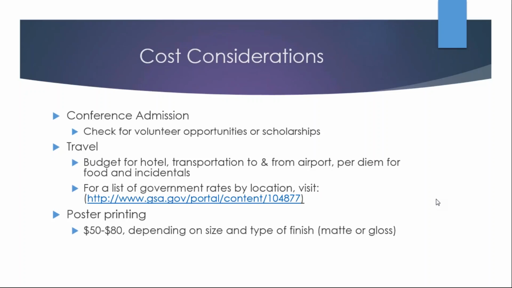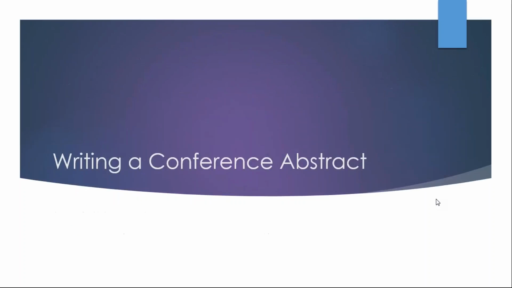And then of course your poster, which the cost can vary. If you're printing in advance, your cost will usually be about $50 to $80, depending on the size and the type of finish or specific options that you might have from the printer.